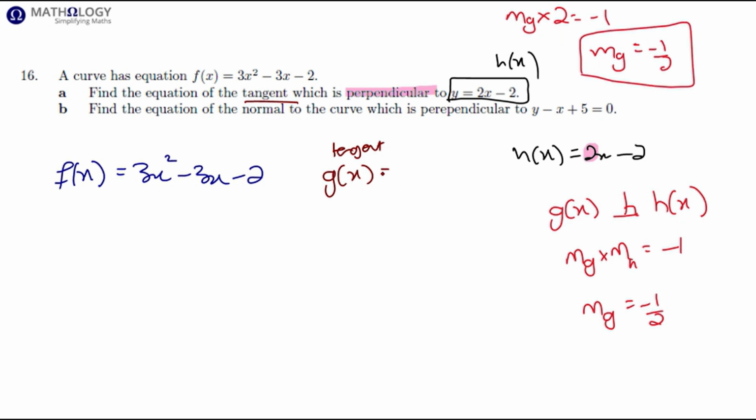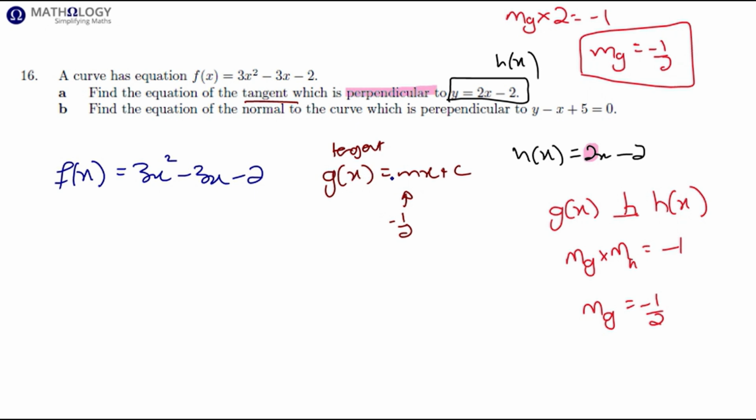So g of x equals mx plus c. We've got the value of m, the gradient, which is minus a half. We now need a point of contact. Again, they've not given us a point of contact. We have to work it out. So we know that the gradient of g is minus a half. G we know is a tangent.